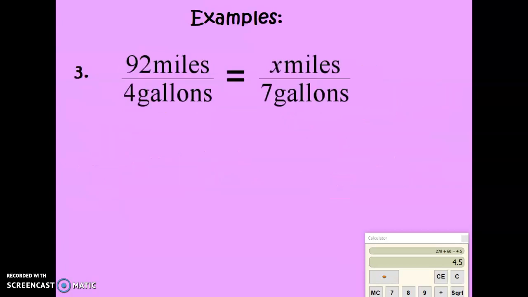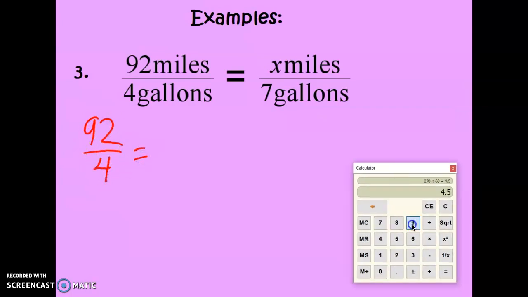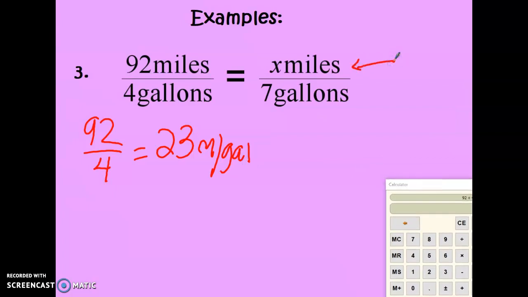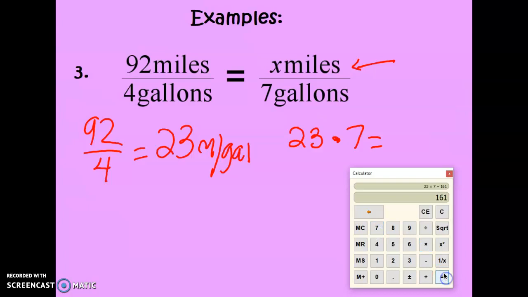All right, here's our next example. 92 miles per 4 gallons. We're trying to find out how many miles in 7. Okay, so of course, first thing we're going to do is divide 92 by 4. 92 divided by 4 is 23. Okay, so 23 miles per gallon. Okay, and again, we're looking for the numerator, so we're multiplying. So 23 times 7 gives me 161 miles.